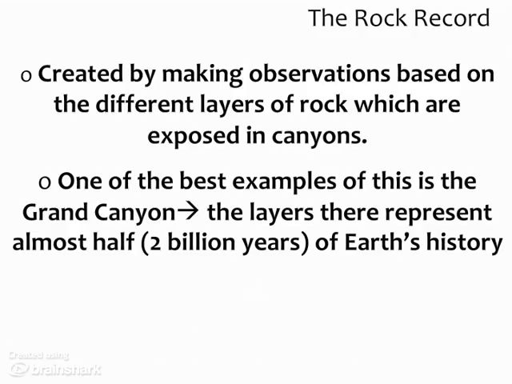Since a canyon was rock layers that were previously there and weathered, eroded away, we can see the different layers throughout them. One of the best examples of this is the Grand Canyon. The layers there represent almost half of Earth's history. That would be about 2 billion years.